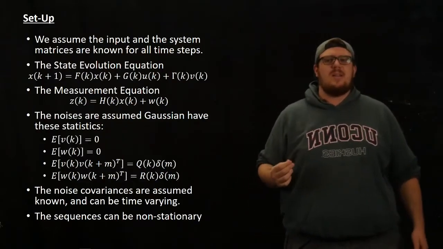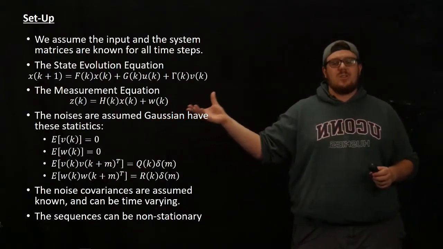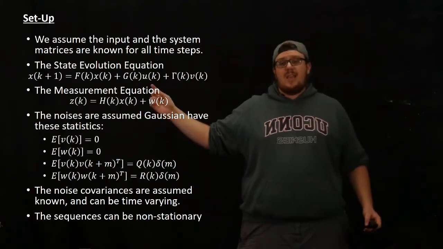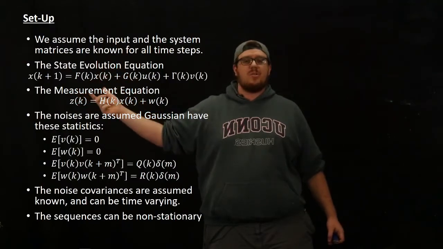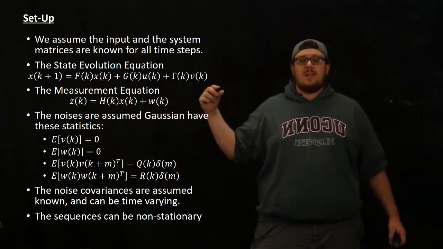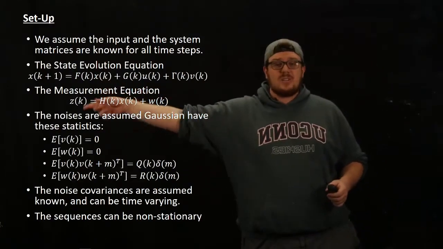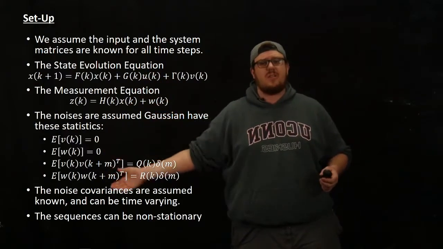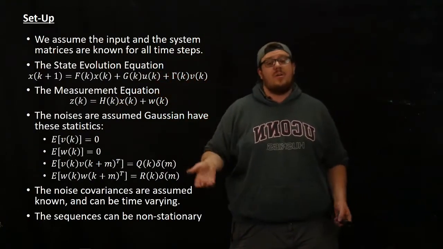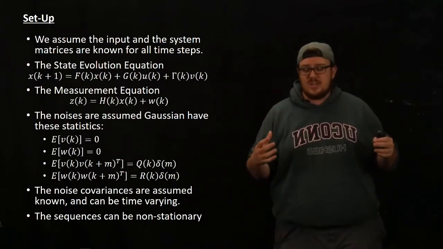We assume that the input and system matrices are known for all time steps. What that means is that we have a state evolution equation that follows this. At time step k plus 1, you have a function of time that is going to multiply your current state, a function of time that's going to multiply your input, and a function that's going to multiply the noise. So there's kind of a noise gain function. And these functions are generally matrices. Your states are generally vectors, sorry. You can have a vector of inputs and a vector noise if you want.